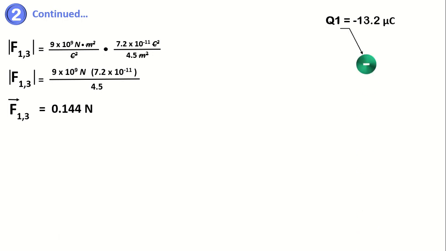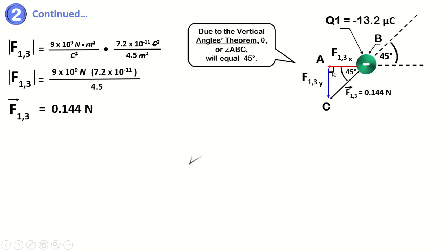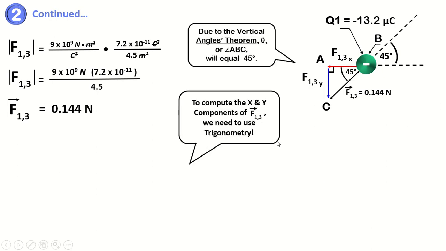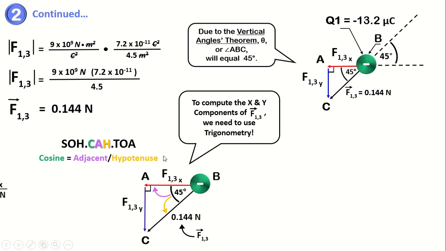So Q1 has a magnitude of negative 13.2 microcoulombs. The force on charge 1 due to the presence of charge 3 equals 0.144 newtons, and they're separated by about 45 degrees, as shown here in the components. We can prove that with the vertical angles theorem. And now, to compute the x and y components, we'll need to use trigonometry, as shown here. We can use SOHCAHTOA, and we'll use the cosine function.